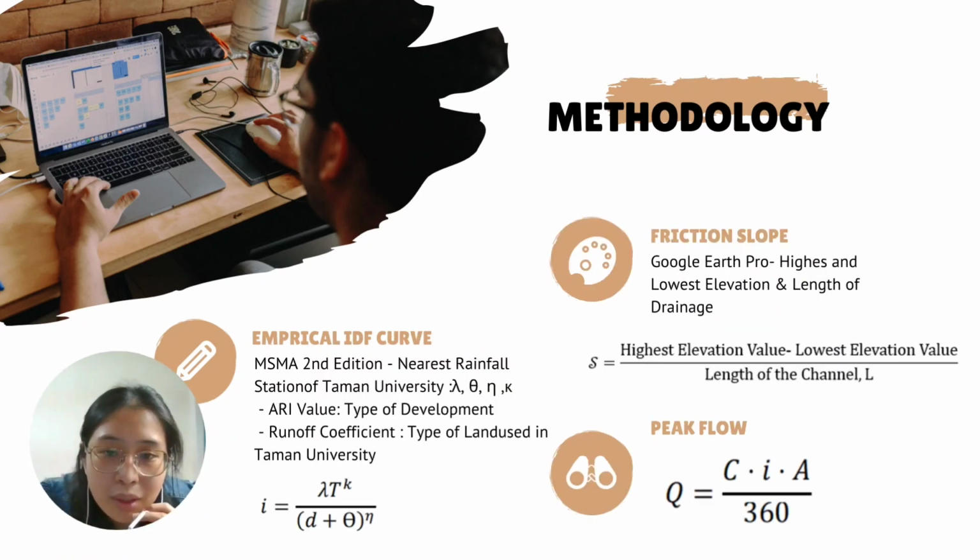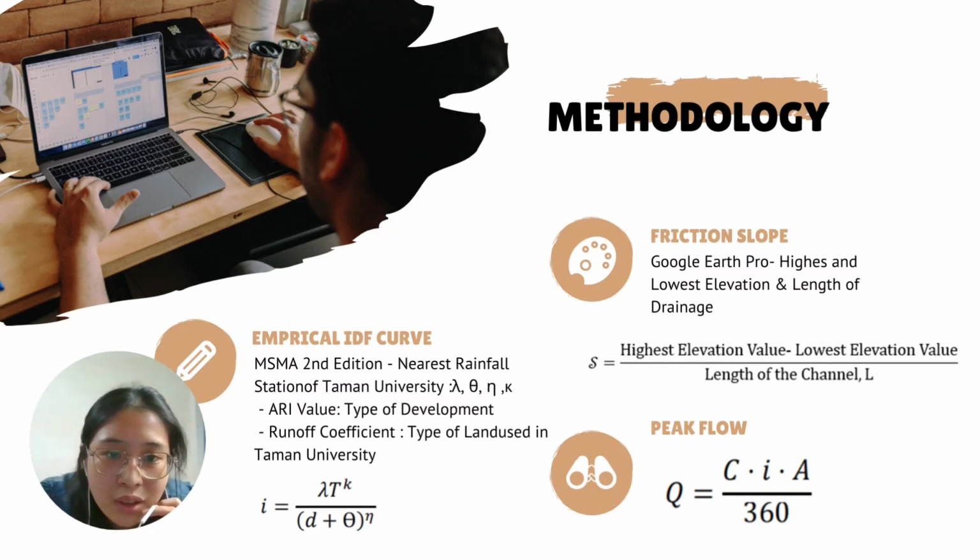Alright, next is the empirical IDF curve. Here we will go through the MSMA second edition to get the nearest rainfall station to Taman University, which is Ladang BPS Batu Pahat, to get the lambda, theta, eta, and kappa values to calculate the equation below. Then also from the MSMA to get the R_I value by determining the type of development at the catchment area, and the runoff coefficient is also determined by looking at the type of land use in Taman University.